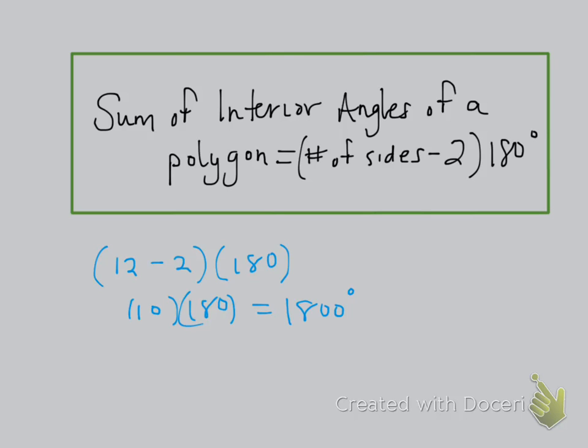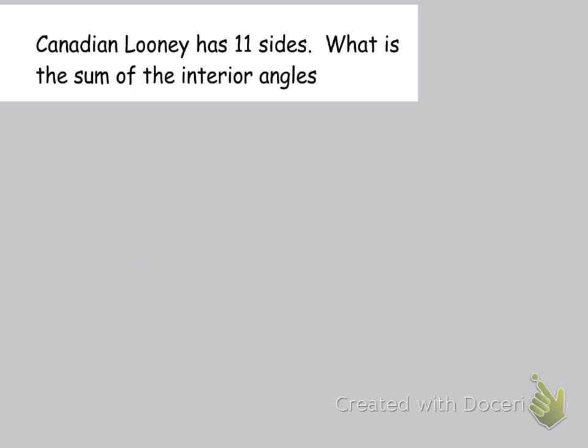If you want to do an undecagon, just another example, 11 minus 2 times 180. 11 minus 2 is 9 times 180, which is going to equal 1620. So every 11-sided figure is going to have an angle measure of 1,620 degrees. All right? So let's take a look at another example.